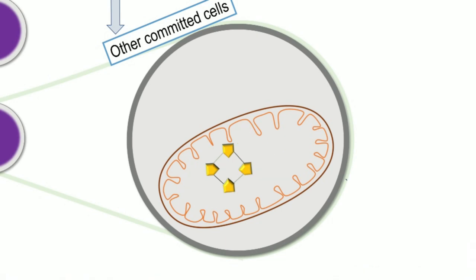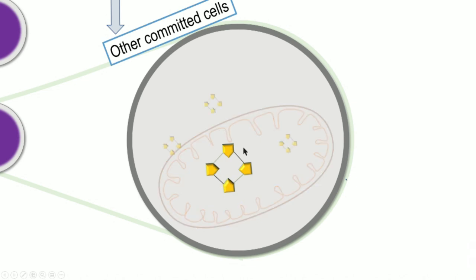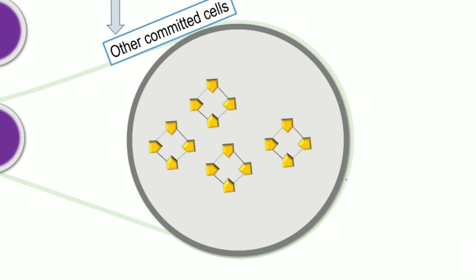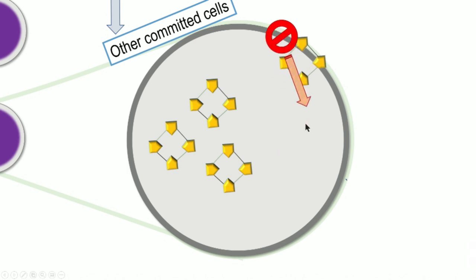So these protoporphyrin rings will start accumulating in the RBC precursor cell because they are without iron. So free protoporphyrin ring will start accumulating in the RBC precursor cell. And these protoporphyrin rings are toxic to the plasma membrane of these cells. Why are they toxic? Because they can generate reactive oxygen species.